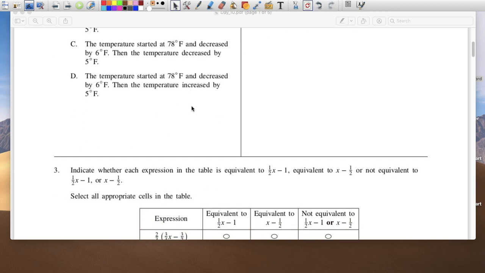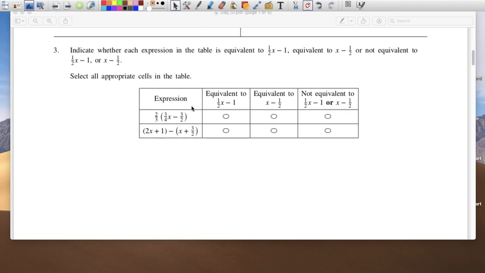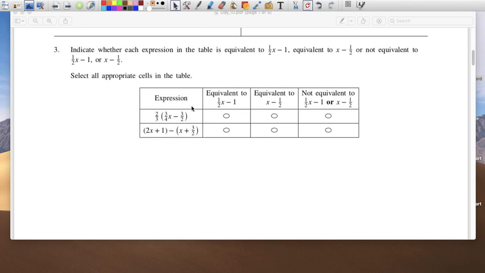So far, so good. 3, indicate whether each expression in the table is equivalent to half x minus 1, equivalent to x minus 1/2, or not equivalent to either of those. So let's do this one. So you actually have to do this 3 problem. So let me take 2/3, 3/4x minus 3/2.